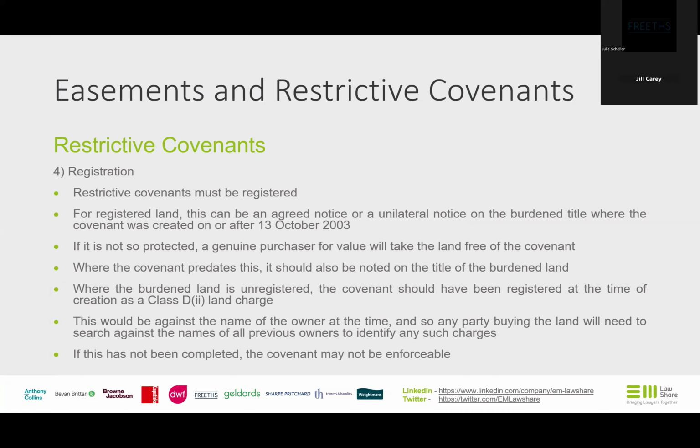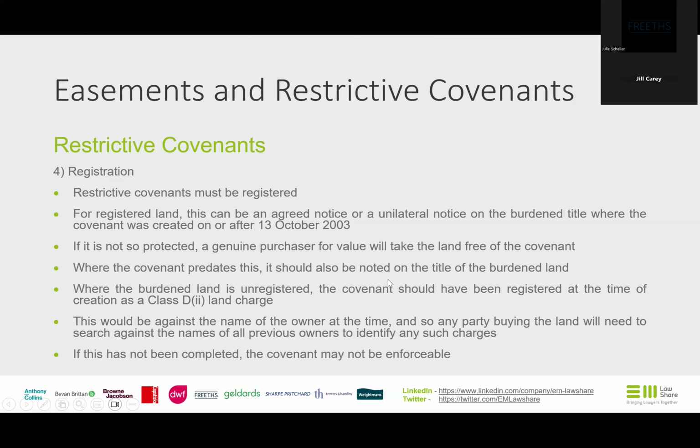For registered land, this is something that the legal team or the conveyancers will do, but it can be protected on registered land by way of notice. If not, a genuine purchaser for value may well take the land free of the covenant. And so again, that can be really important. If you're taking the benefit of the covenant, you will want to make sure that it is on the title. If the covenant predates 13th of October 2003, it should still be noted on the title, just in a different way.